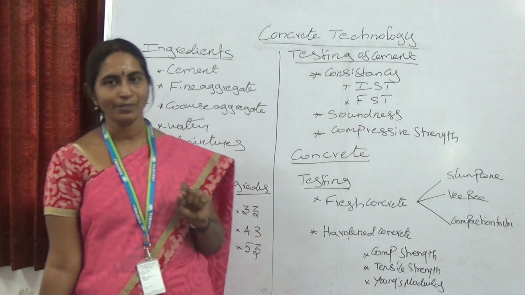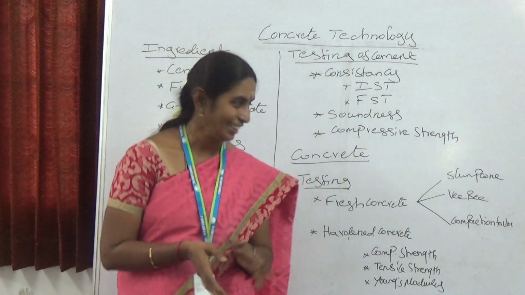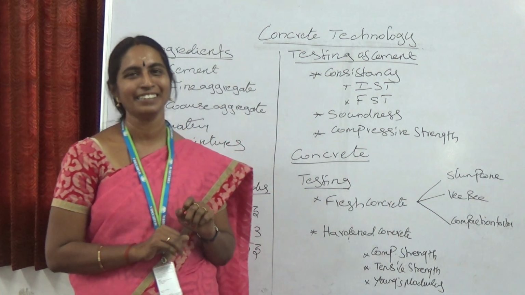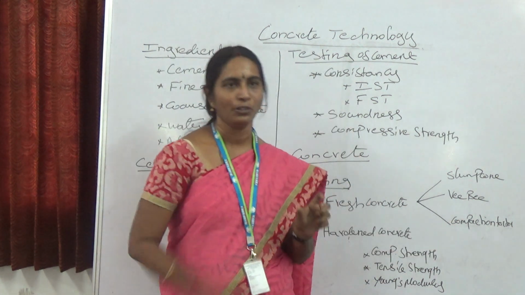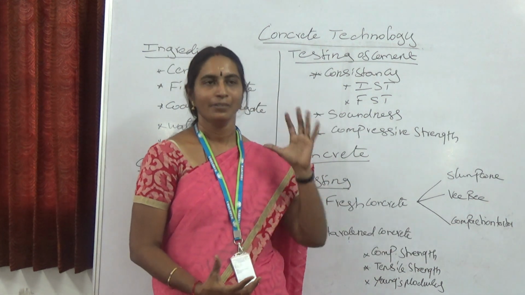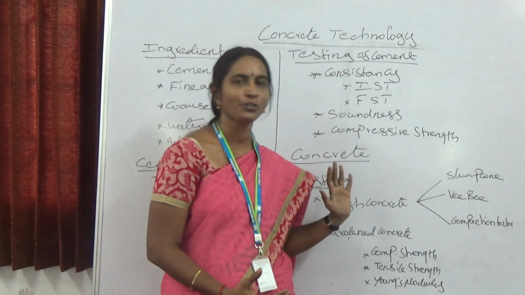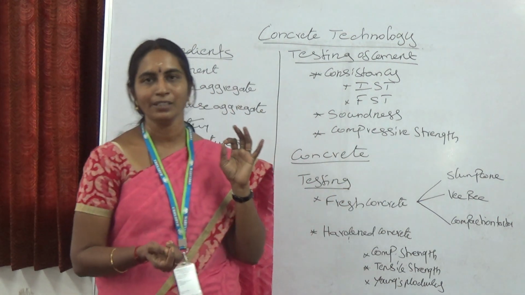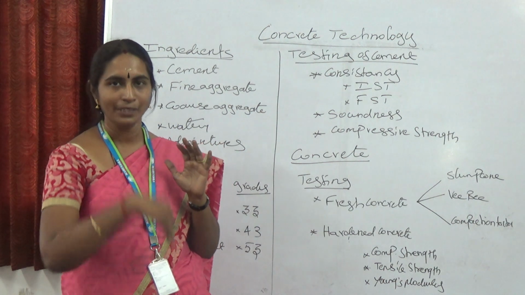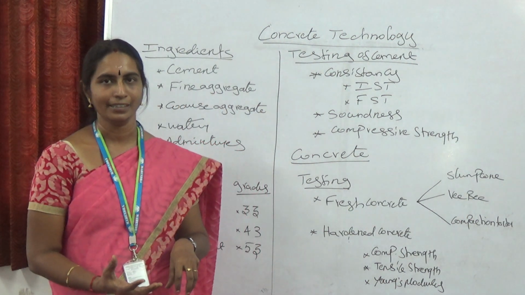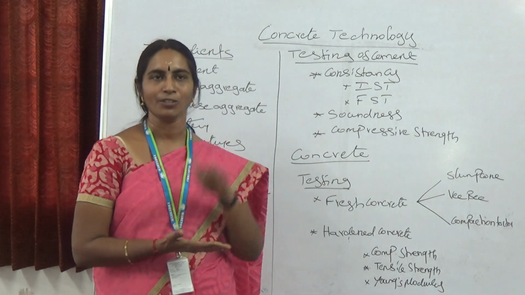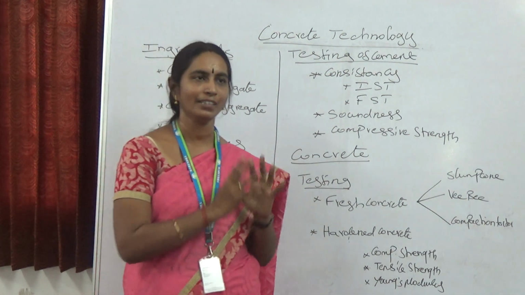The compaction factor is used to measure the medium workability of the concrete. So here we have two hoppers and then one cylinder base. We fill the same mix proportion in the first hopper, then open the first hopper and the concrete falls into the second hopper. Then we open the second hopper and the concrete falls into the cylinder. The weight of the cylinder plus concrete is taken, that is the partially filled concrete.